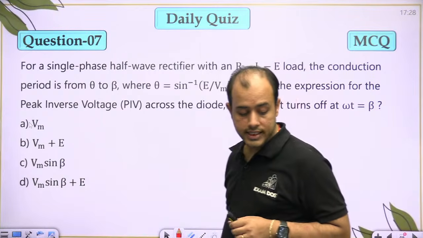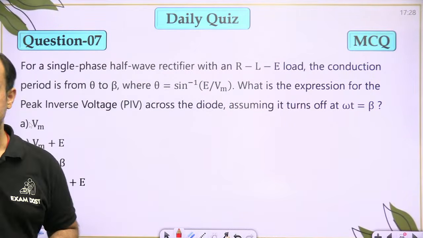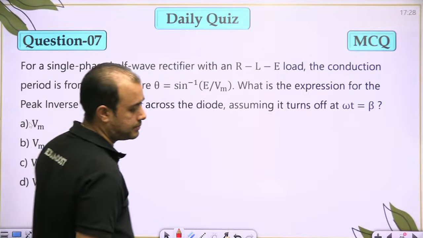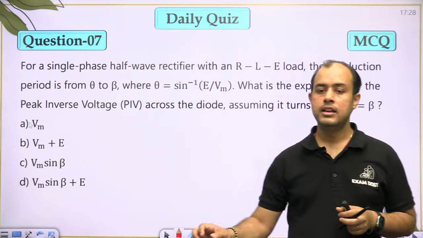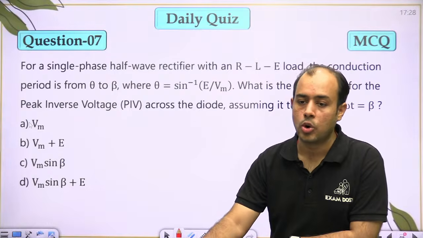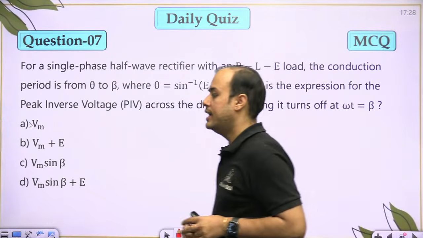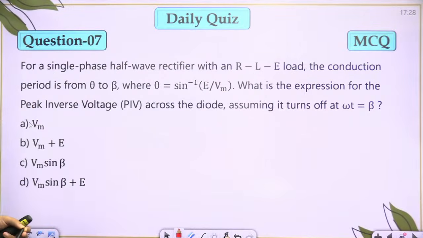Next, for single phase half wave rectifier with RLE load, conduction is from theta up to beta, where theta is sine inverse E by Vm. What is the PIV? Assuming it turns off at beta. What is PIV? बताइए. For a load with a source of EMF, what is PIV? एक ऐसा लोड जिसमें EMF भी है, PIV कितना आता है? बोलिए.